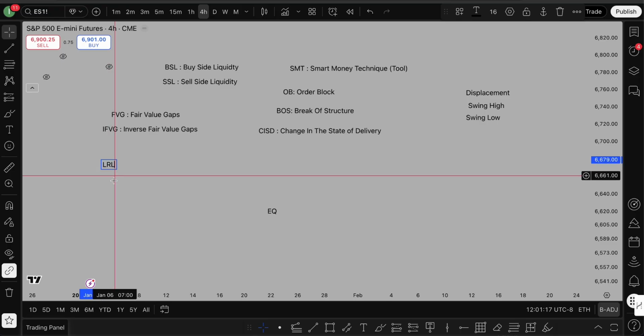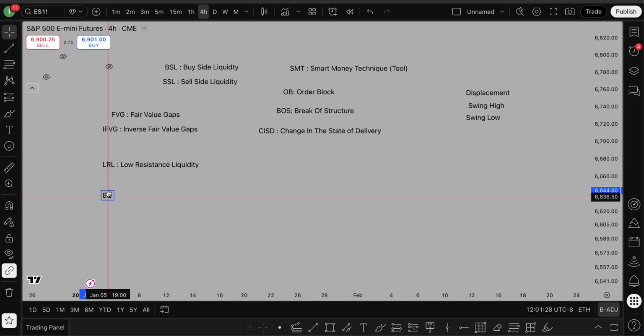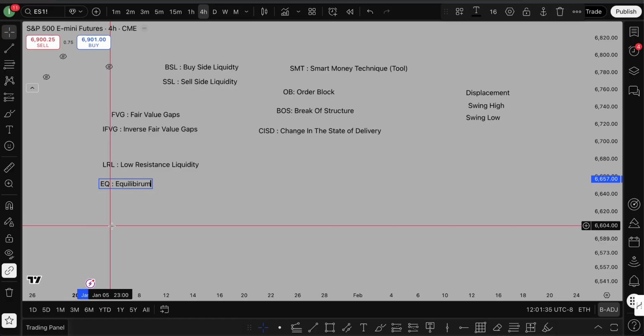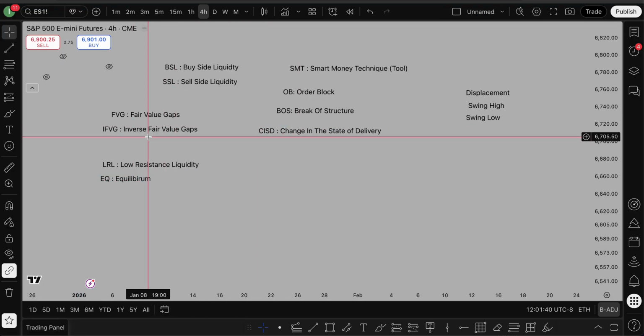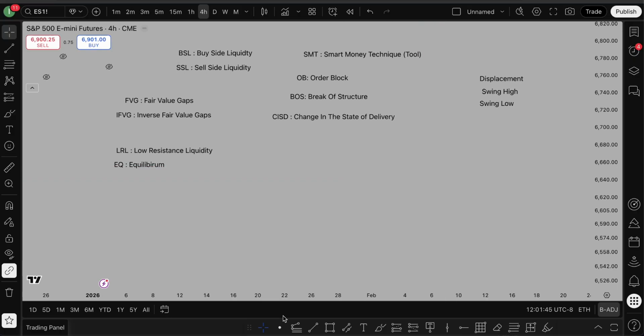LRL, sometimes you'll also see an extra R at the end of this. Either way, all it stands for is low resistance liquidity. And then EQ just means equilibrium. All right, now that we have these broken down into their actual full names, I will go through and give an example of each. So buy side liquidity, we'll just start off first.